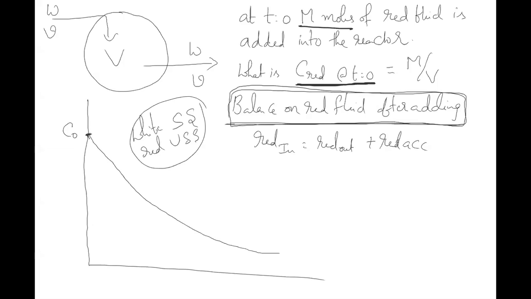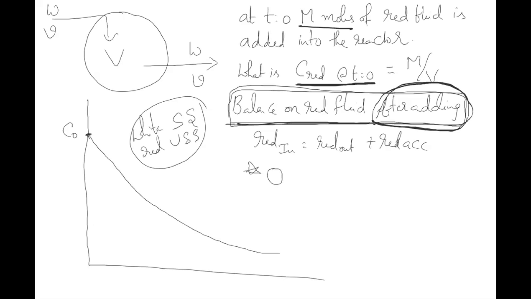What is red into the reactor? Are you continuously adding the red fluid? So what is red into the reactor is 0. Here you will get a confusion. I have added m moles of red fluid, but why are you writing this red into the reactor as 0? That is why I am writing the balance on the red fluid after addition. Once I add the red fluid into the reactor, how that red is coming out of the reactor is this balance.